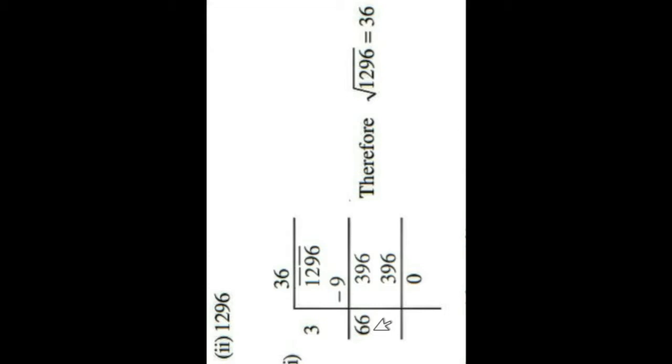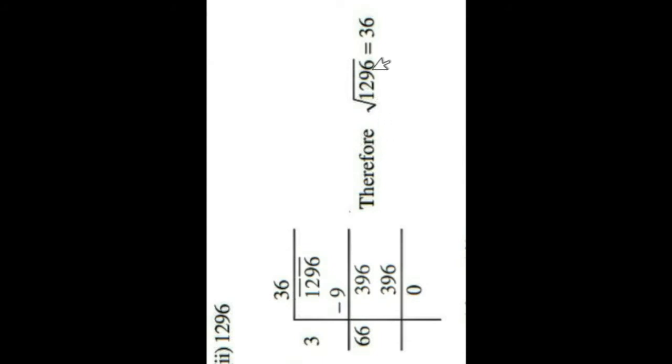With 6 put such a number that multiplying by the same number will give 396. So 66 times 6 is 396. So our answer is 36 and the remainder is 0. When the remainder is 0, then the division is complete. Therefore, the square root of 1296 equals 36.